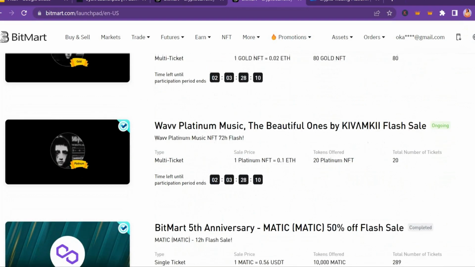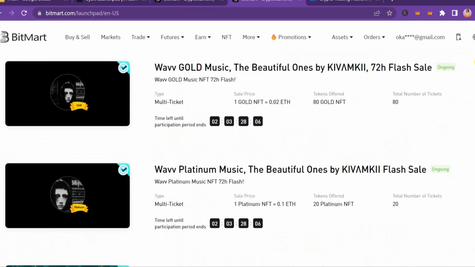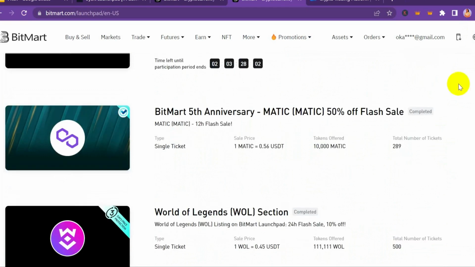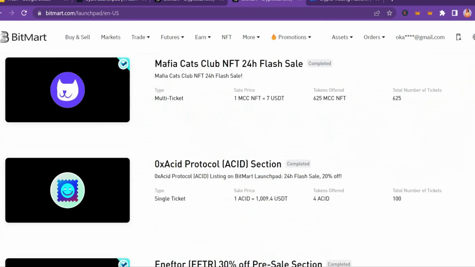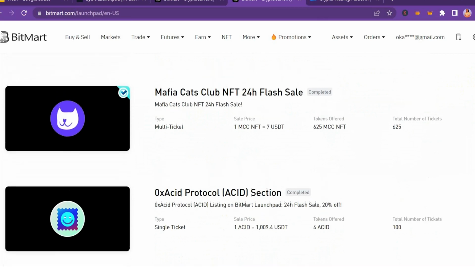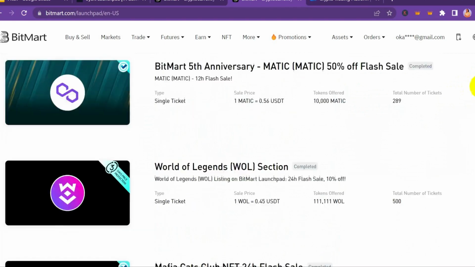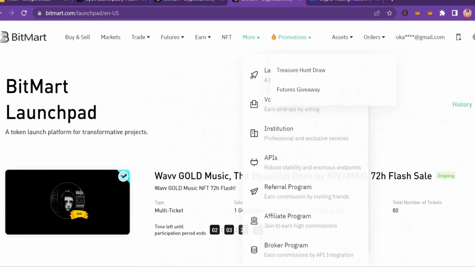What I do is token launchpads. So you can see they have 2 ongoing NFT launchpads, but I'm not interested in such. This is the type of launchpads I do. Token launchpads, not NFT launchpads. So you need to choose your option. If you're an NFT trader, you can decide to trade NFTs. If you are a crypto trader, you can decide to trade tokens. So that is it for Bitmart.